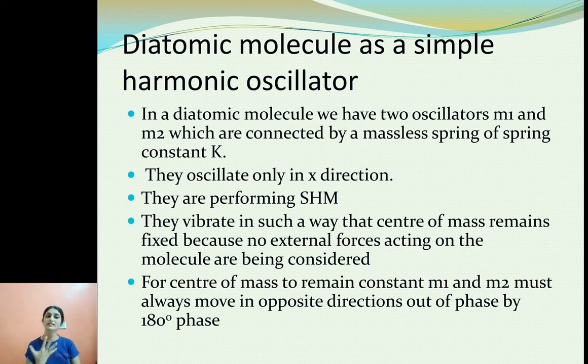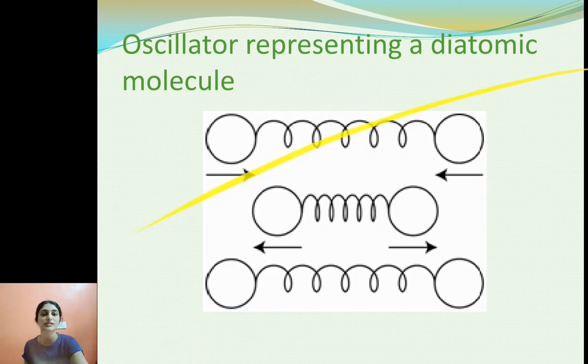They vibrate in such a way that the center of mass remains fixed, because no external forces acting on the molecule are being considered. And for the center of mass to remain constant, M1 and M2 must always move in opposite directions, out of phase by 180 degrees. Suppose the spring gets stretched, then they are moving in the opposite direction. Suppose it is getting compressed, then also they are moving in the opposite direction. So M1 and M2 are always moving in opposite directions, 180 degrees out of phase.